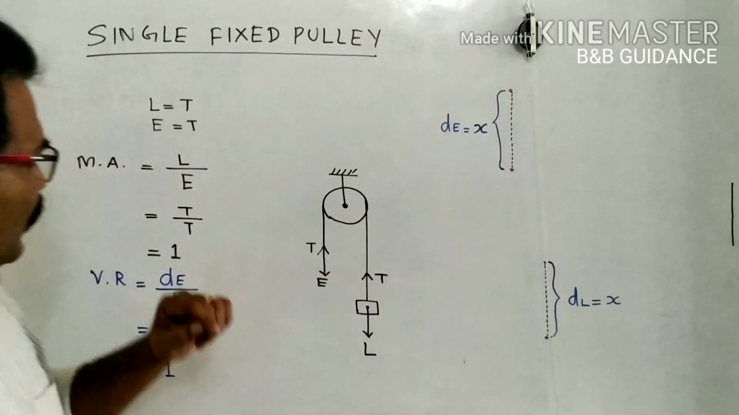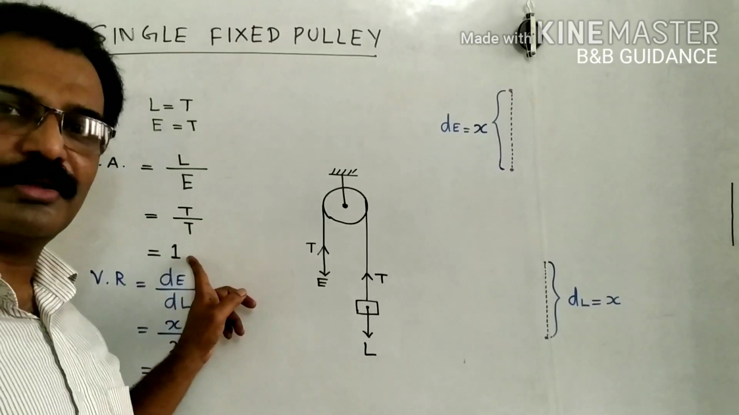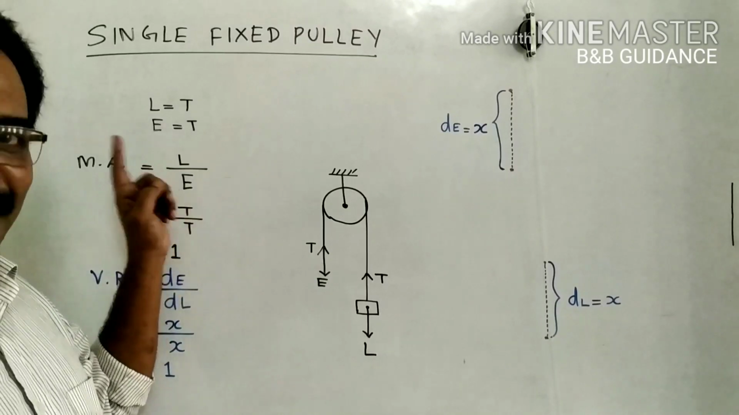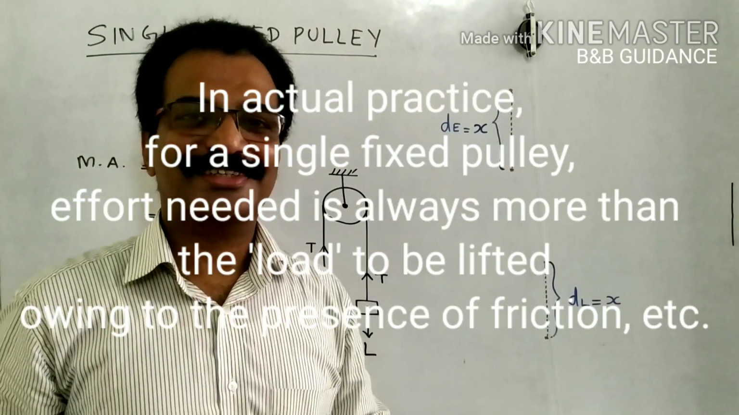But listen, here we have found mechanical advantage is equal to 1. But please understand that is an ideal case. Practically, effort will be greater than load.